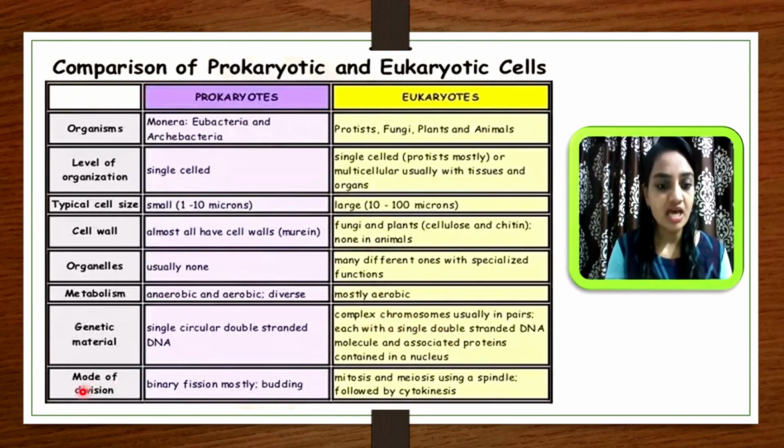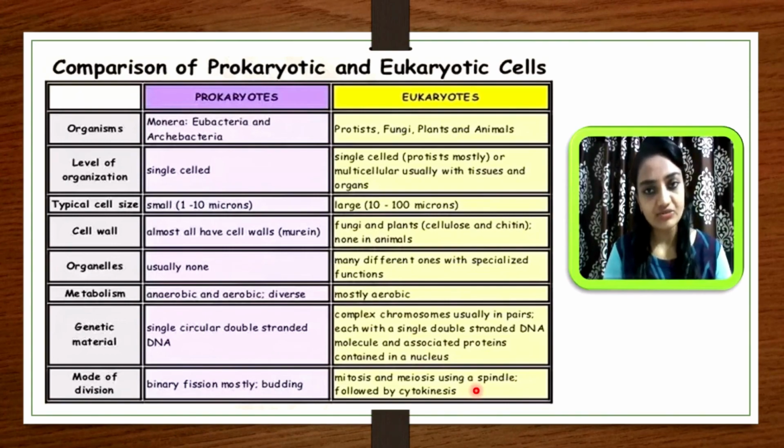And mode of division or reproduction, we can say. Here a prokaryotic cell will divide by binary fission, mostly asexual reproduction, and second is the budding process. Whereas in eukaryotic cells, cell division mostly occurs by mitosis, or meiosis sometimes in reproductive cells, using the spindle followed by cytokinesis. These are the main differences between prokaryotic cells and eukaryotic cells.